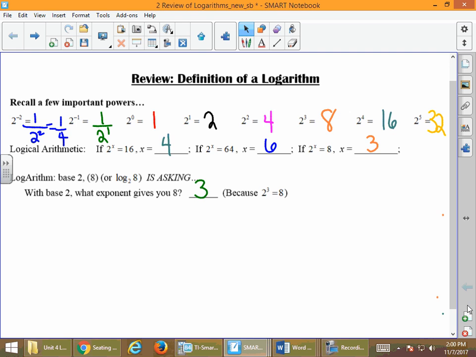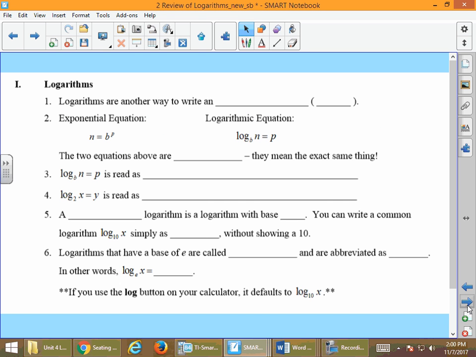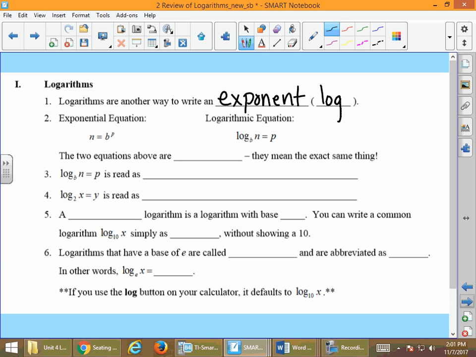So there's a little background here before we get into the logarithms. But the first sentence there is probably the most important. Logarithms are another way to write an exponent. That's all it is. So we see this big word logarithm. We're like, oh no, this is going to be so hard. But if we can work with exponents, we can work with logarithms. And the abbreviation for logarithm is log.